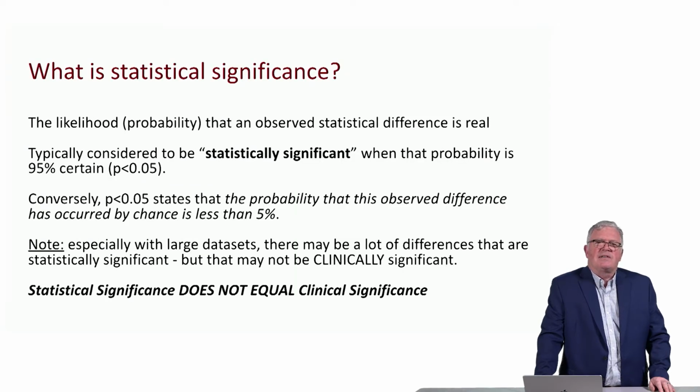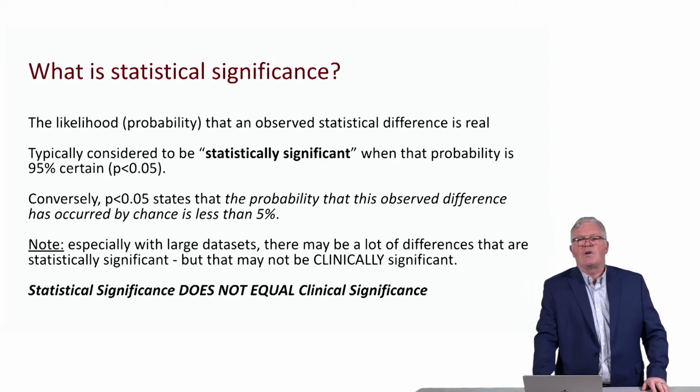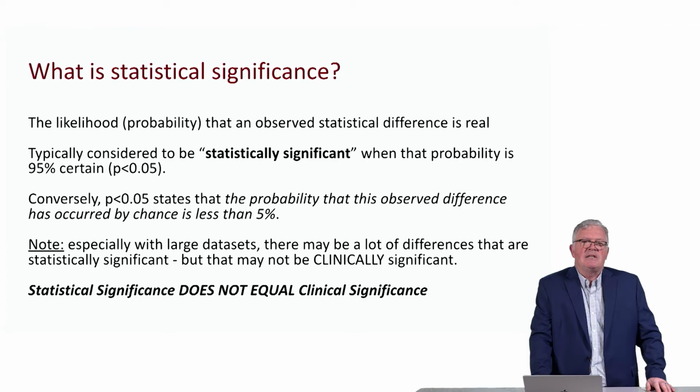So what is statistical significance? That is the likelihood or the probability that an observed statistical difference is real. It's typically considered to be statistically significant, and this is a commonly used phrase in medicine, when the probability is 95% certain, and that is when p is less than 0.05. Conversely, that can be stated as the probability that this observed difference has occurred by chance is less than 5%. And that's the commonly used measure to determine whether it's statistically significant or not.